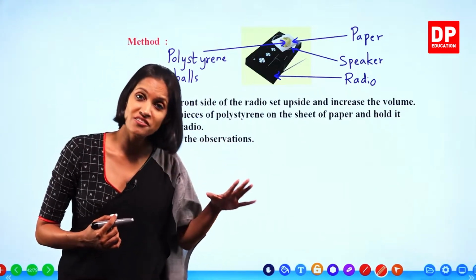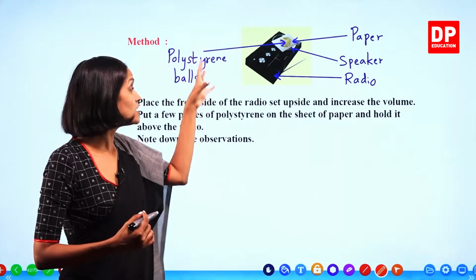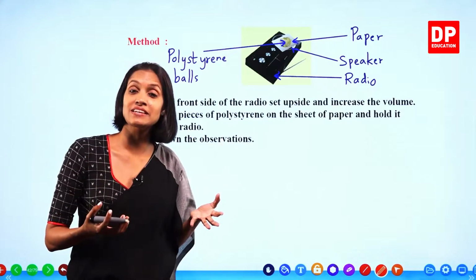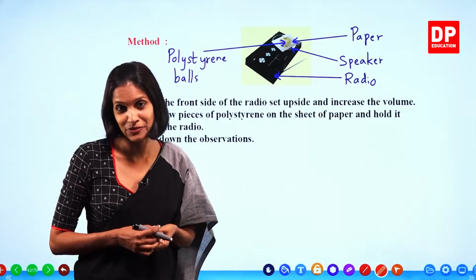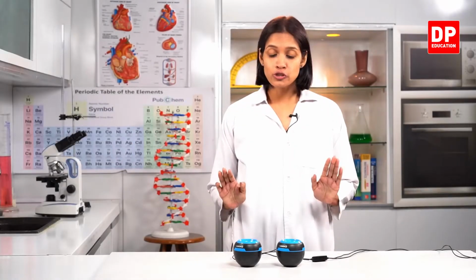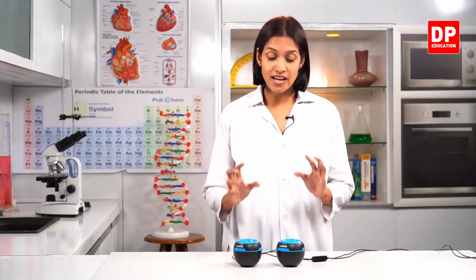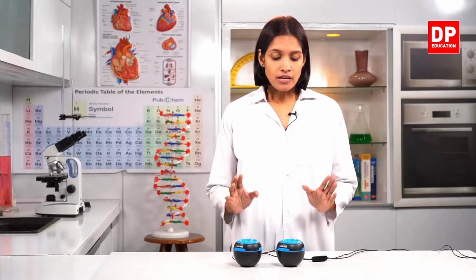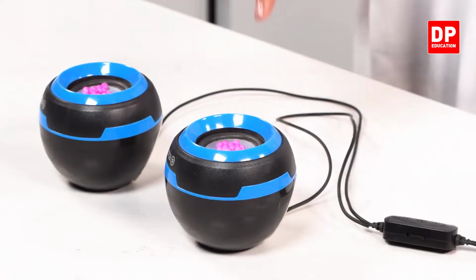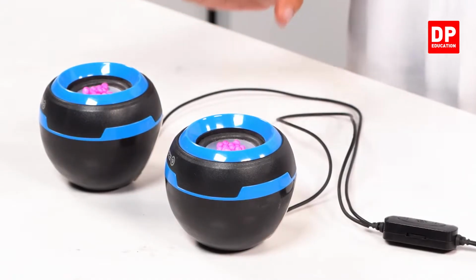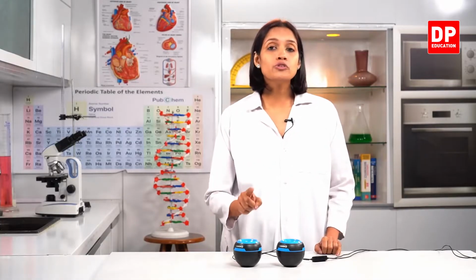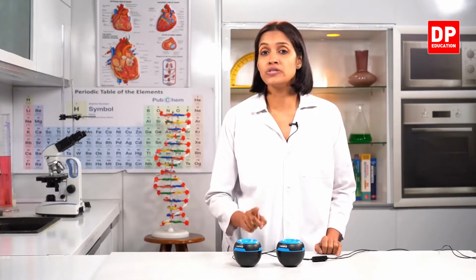What you are going to observe is what happens to the speed of movement of these polystyrene balls when you increase and decrease the volume of the radio. We will do this activity now. Right, children. Now we are going to do this activity to prove that sound contains energy. Now you all can see there are two speakers here and on each speaker there are small polystyrene balls, okay? The moment these balls are not moving, I am going to move these small balls using sound.